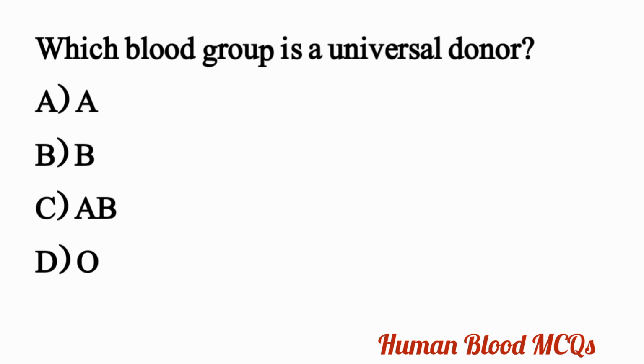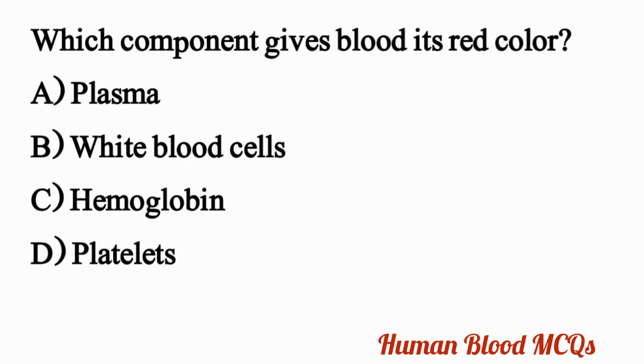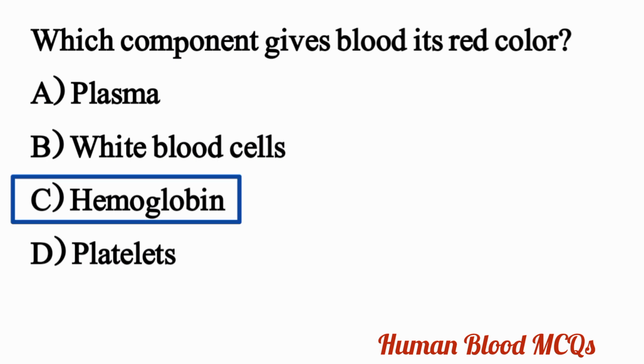Which blood group is a universal donor? The right option is option D, O. Which component gives blood its red color? The right option is option C, hemoglobin.